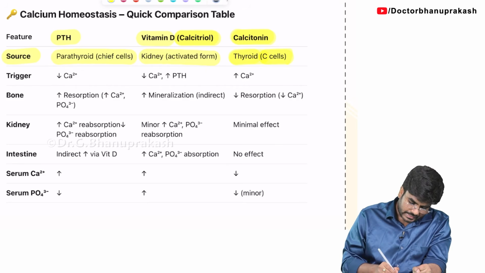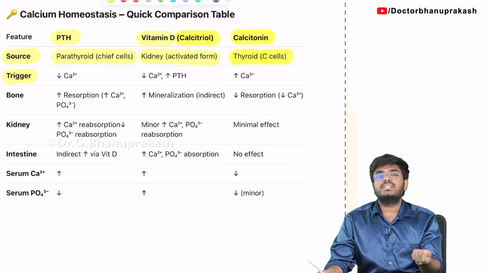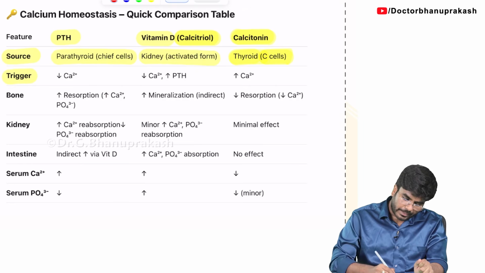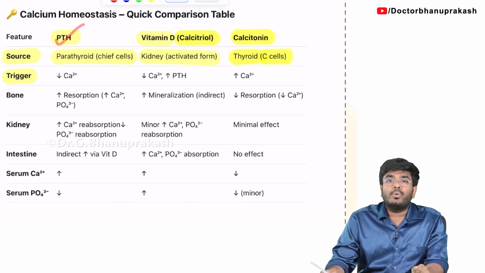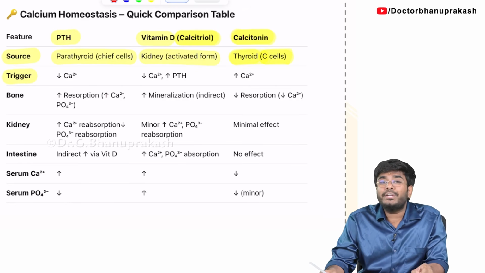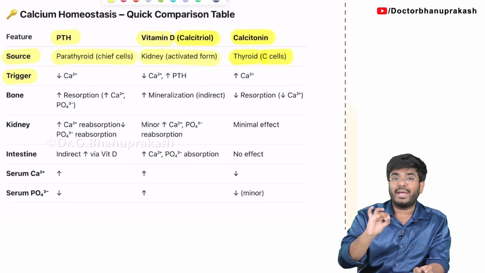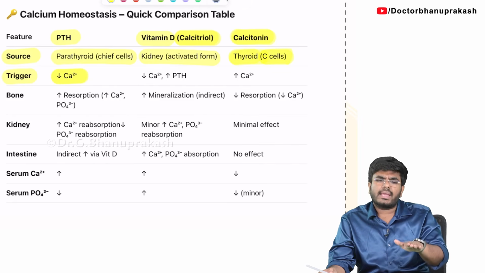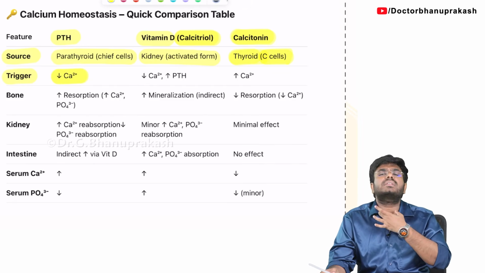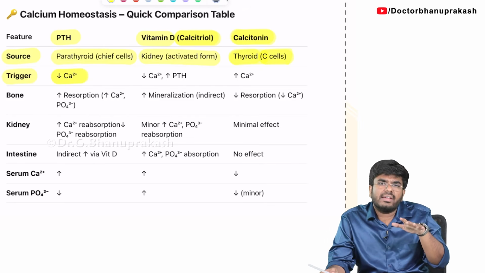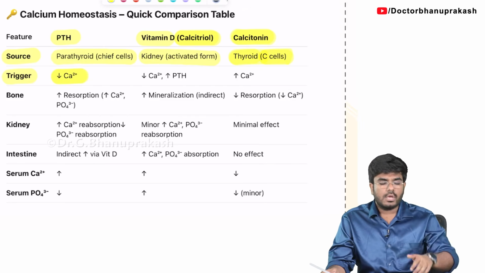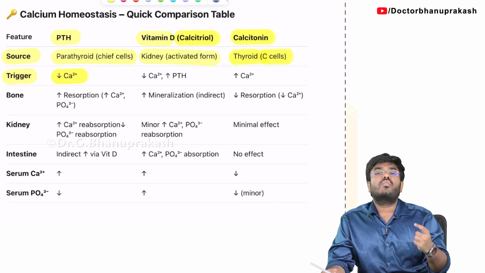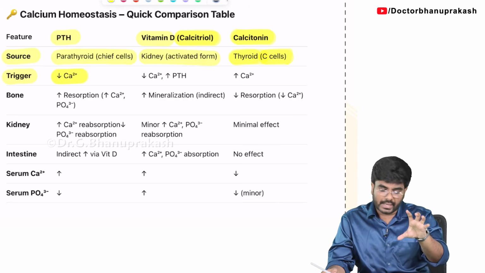Now, what are they trying to do with the calcium? Look at the trigger, or you can say the stimulus. What is the stimulus for the release of parathyroid hormone? Parathyroid hormone is released whenever you are going into hypocalcemia. Whenever your calcium levels are decreasing, the four parathyroid glands, which are always sensing the calcium levels, are stimulated to release parathyroid hormone.